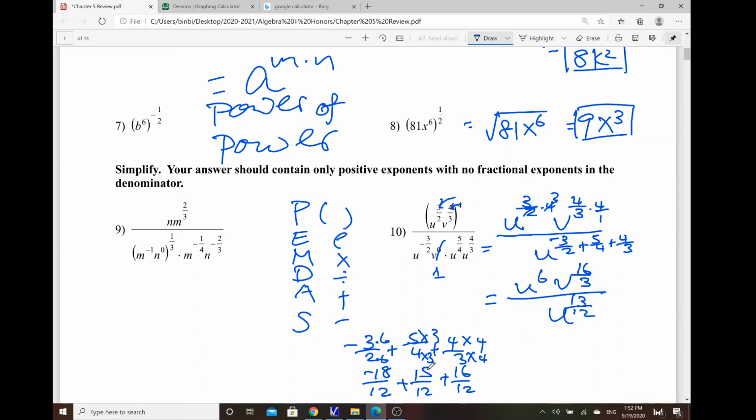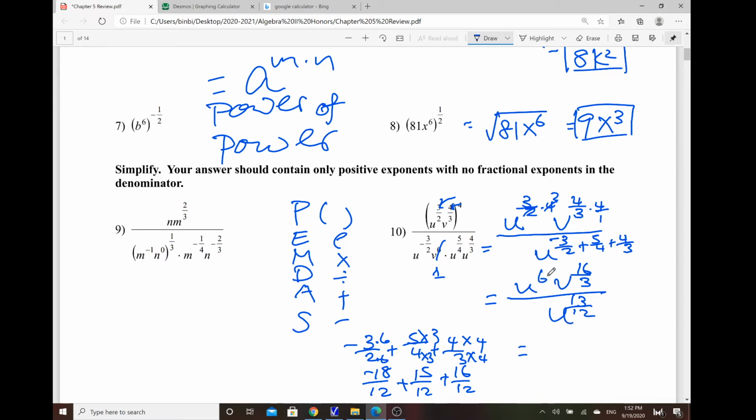Again, simply combine them. So negative 18 plus 15 is negative 3, plus 16, so 13. So 13 over 12. And one thing that you might be wondering, what about the u, the one that we have on the top and the bottom?